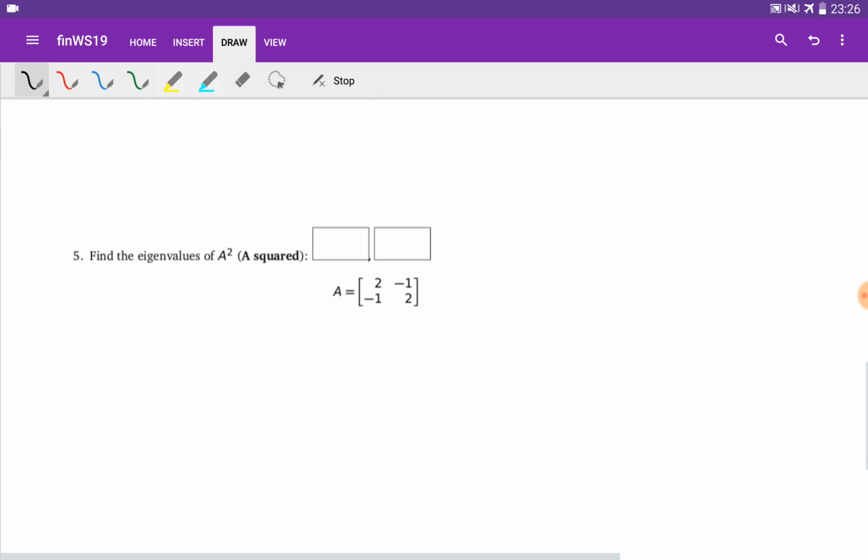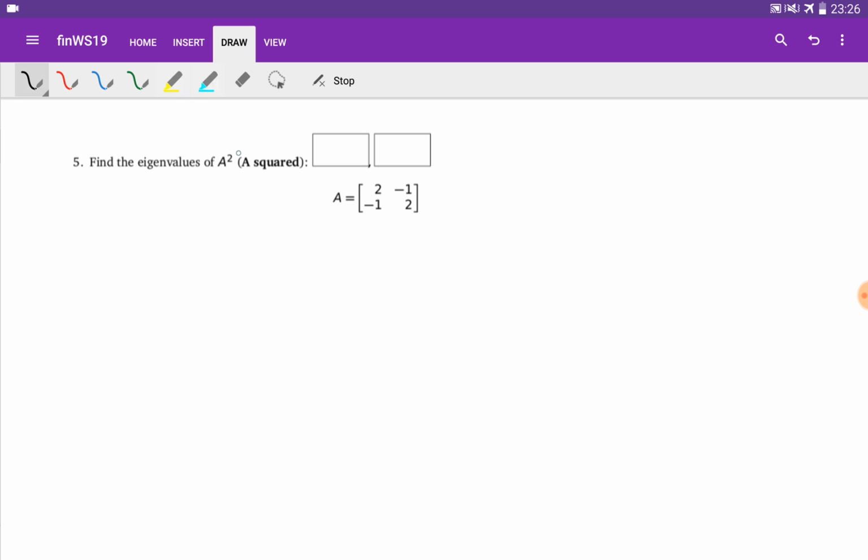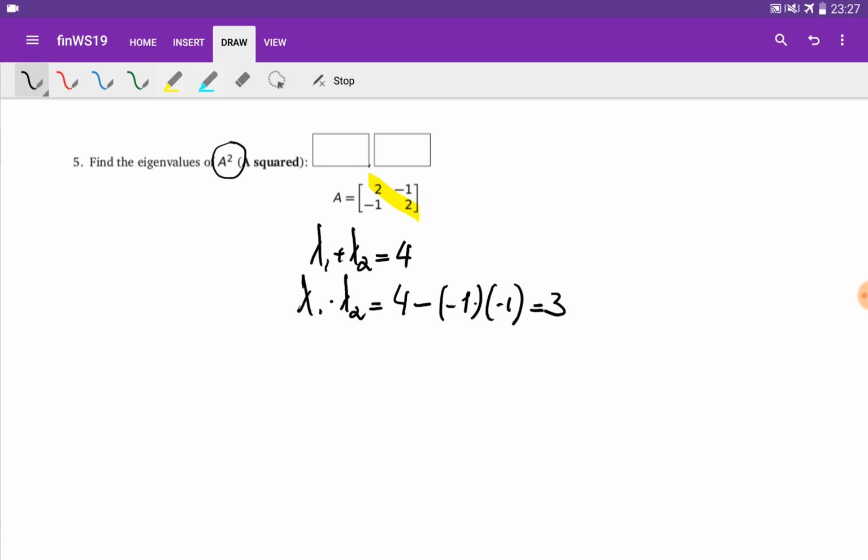On question number 5, we need to find the eigenvalues of A squared. What we can do is multiply A by itself and then find its eigenvalues, or we can find the eigenvalues of this matrix and square them. The sum of the eigenvalues of this matrix should be equal to the trace of this matrix, which is equal to 4, and the product is equal to the determinant, which is going to be 4 minus 1 multiplied by minus 1, which is simply equal to 3. So the eigenvalues are 3 and 1, and their squares are going to be 9 and 1. So the eigenvalues of A squared are 9 and 1.